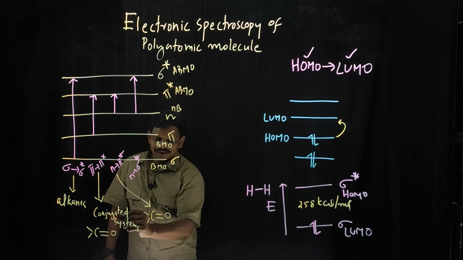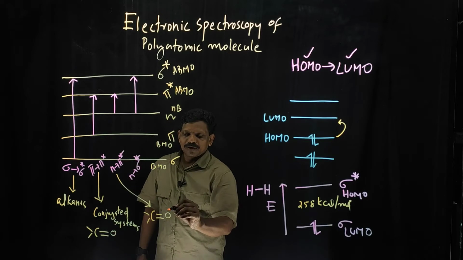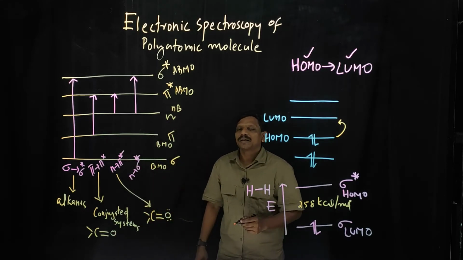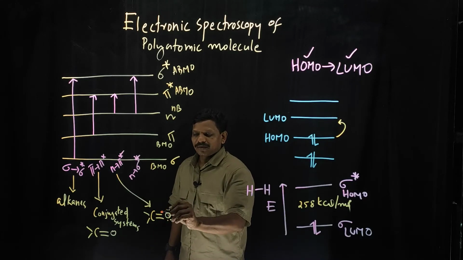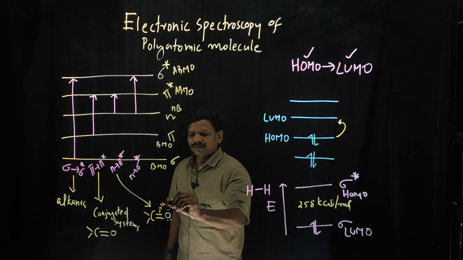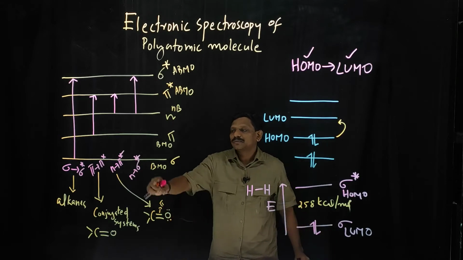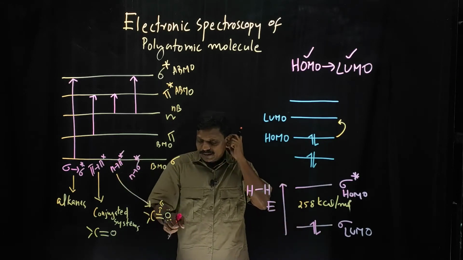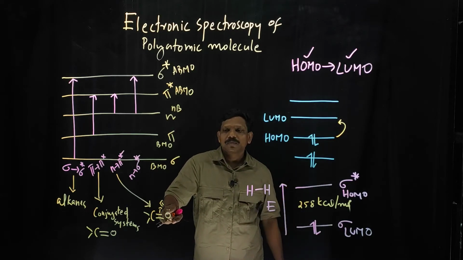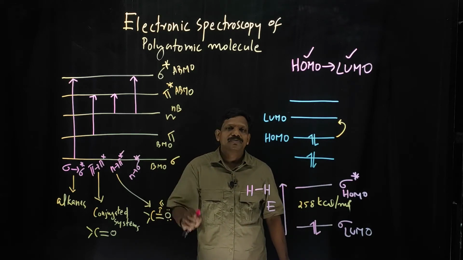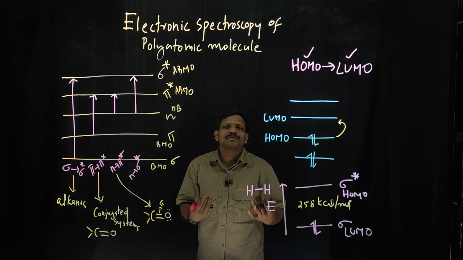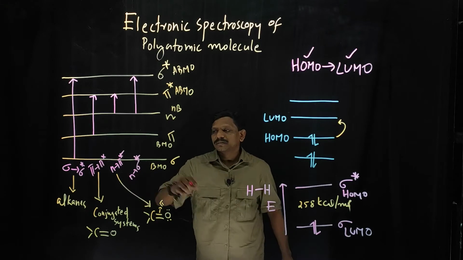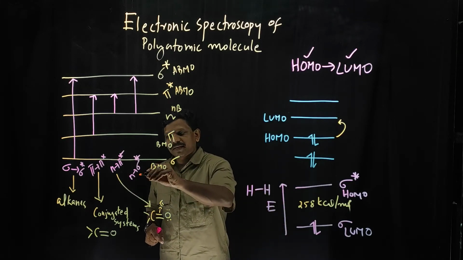The last I already told you. In C double bond O, on the oxygen, you can see the lone pair of electrons, and also there are pi electrons. So this type of transition will take place here. Normally you can say that unsaturated compounds with a lone pair of electrons on one atom show this n to pi star transition.